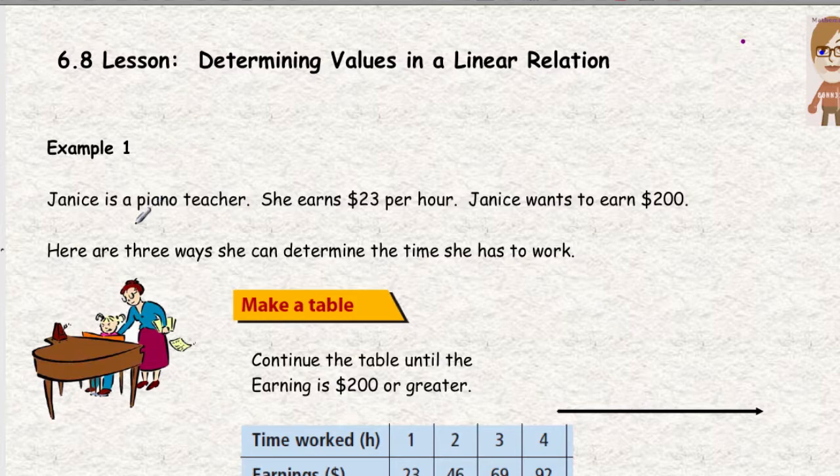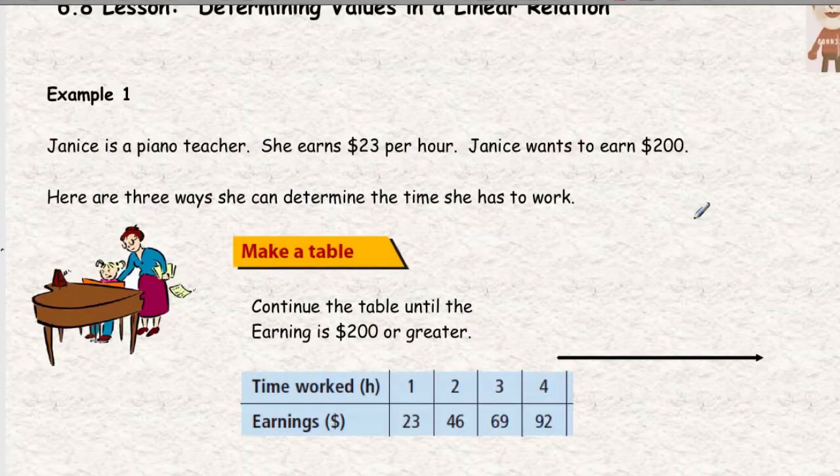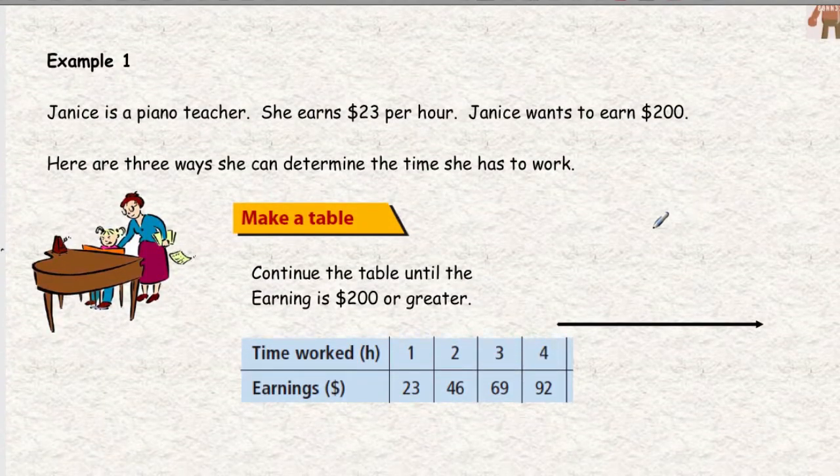Example 1, Janice is a piano teacher. She earns $23 an hour. She wants to earn $200. So I always imagine that this is myself. Okay, so if I made $23 an hour, I want to save up somehow and get $200. So here are 3 ways she can determine the time she has to work. So this is kind of fun, sort of not too hard.